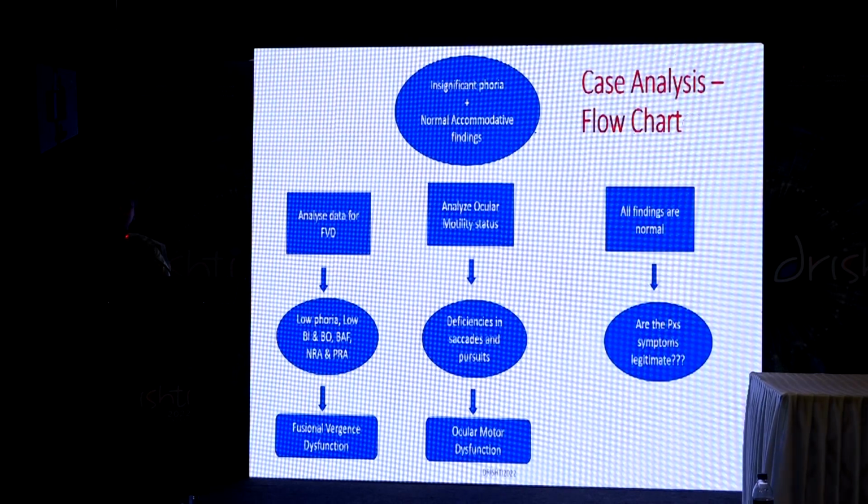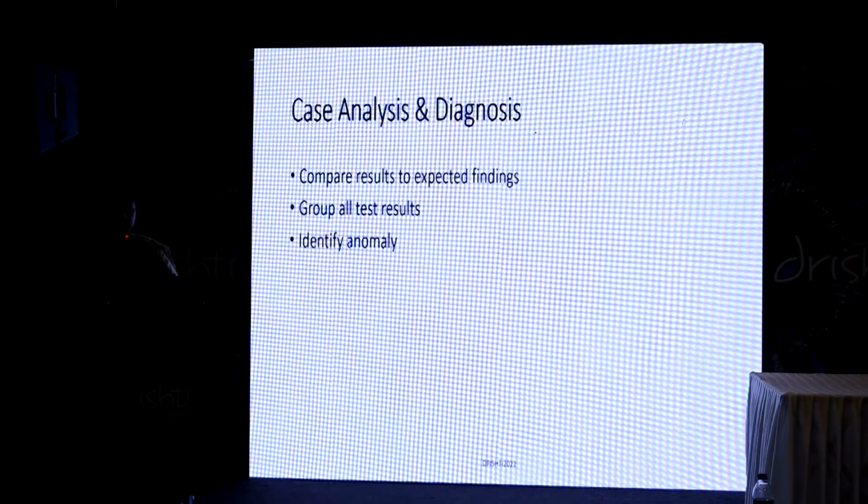So based on this, your therapy will be based. If the saccades and pursuits have a problem area, then you will train the child towards those, improving the saccadic and pursuit functioning. If all findings are normal despite doing the best of your ability, then you need to really question whether the patient's symptoms are legitimate. It could be a case of malingering also, you can't rule out that. Occasionally we do come across such patients.